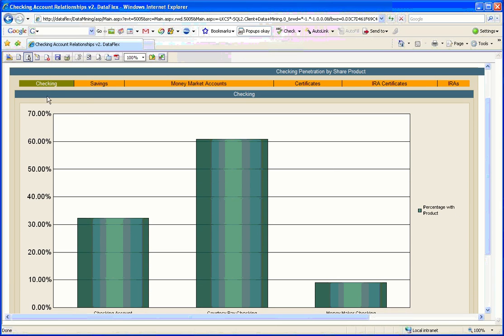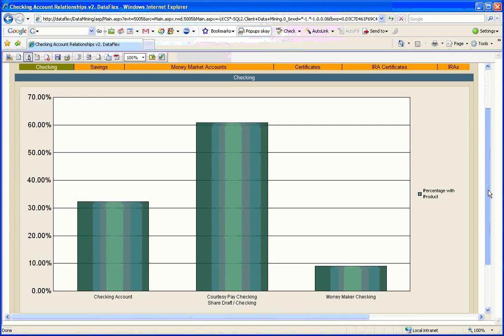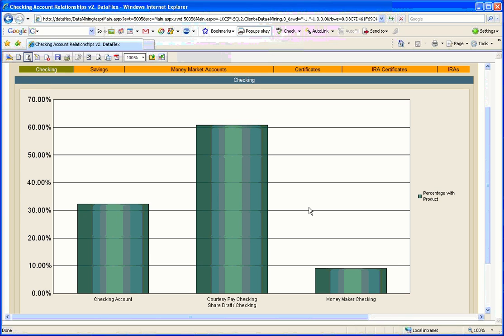And you'll see that I have tabs for each of the categories of savings accounts that you have. The graph itself in this case is looking at checking accounts. So I can see what percentage of members with checking accounts have your different types of checking accounts. In this case, you can see that 32.3% have the standard flavor of ShareDraft checking account, while 60.89% have a courtesy pay checking, and 9% have a moneymaker checking.